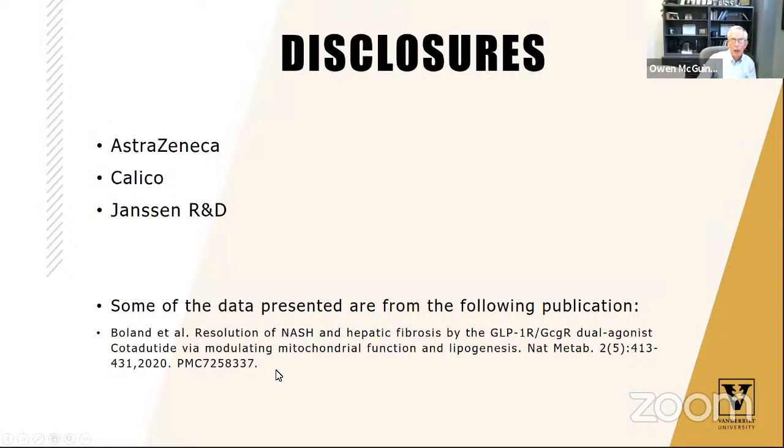This particular talk and some of the data I'm going to talk about is from a recent publication that came out in Nature Medicine using a compound developed by AstraZeneca, which is a combined GLP-1 glucagon agonist. And really the purpose of this talk is not to focus on the drug, but to focus on the toolkits we have that can focus on regulation of hepatic metabolism and metabolic disease.